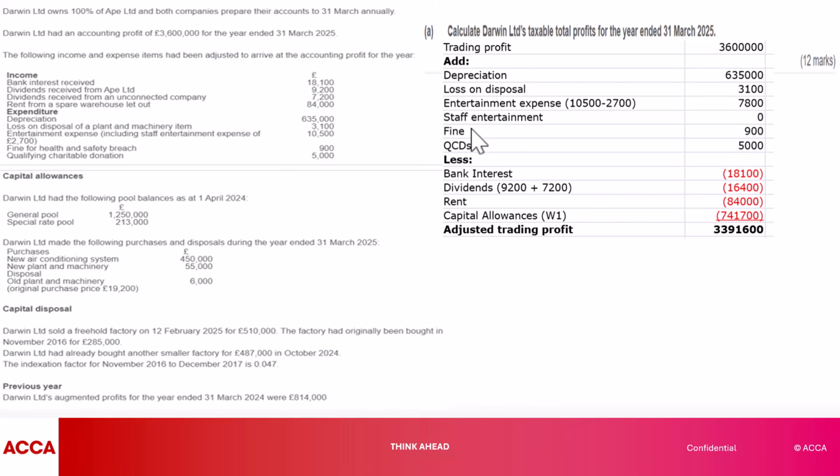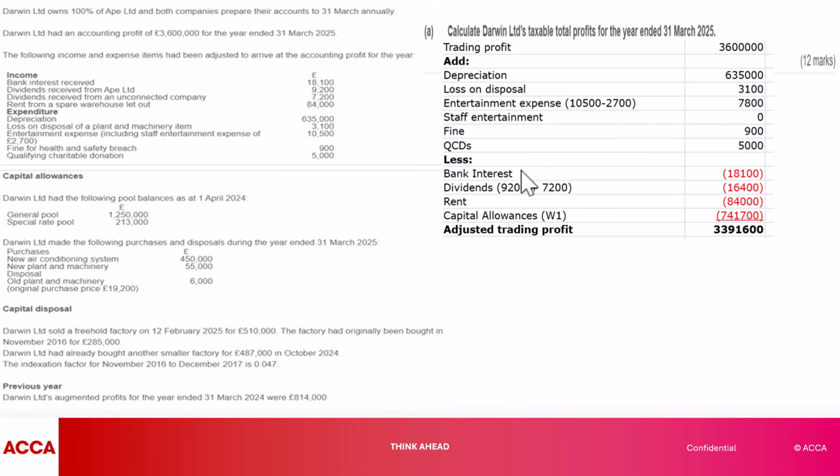Then we have here a fine. Fines, add back. We usually add them back unless it's a parking fine whilst you're on your employer's business. And then QCDs. QCDs should be deductible, but not from trade profits. They should be deductible from total profits. And that's why we add them back here, but we'll deduct them later on from the total profits and not from the trade profits.